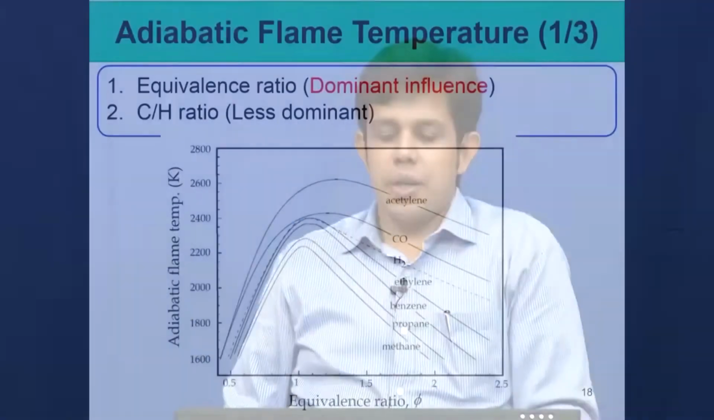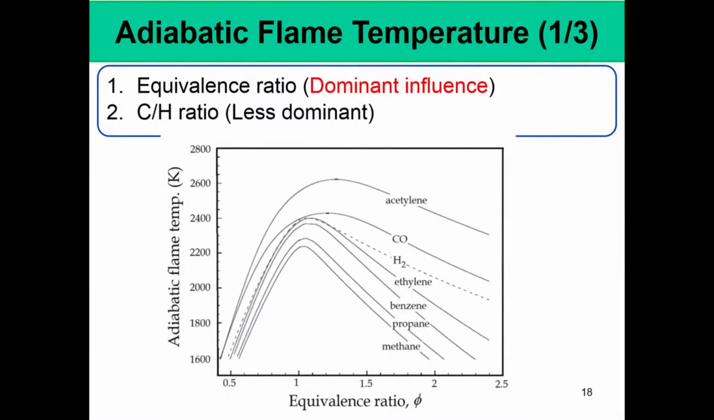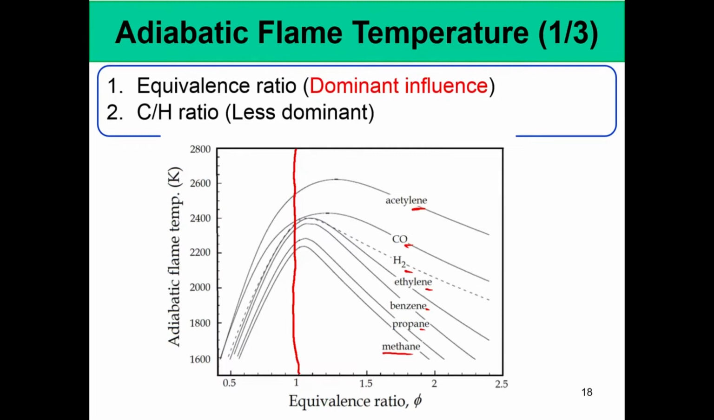So, this is how the adiabatic flame temperature for different fuels looks. You see methane, propane, benzene, ethylene, hydrogen, carbon monoxide and acetylene. And you see that it peaks at an equivalence ratio of 1, though it is slightly shifted from 1, but all the temperatures you see are around 2200 to 2600 Kelvin, because this is the adiabatic flame temperature in air.